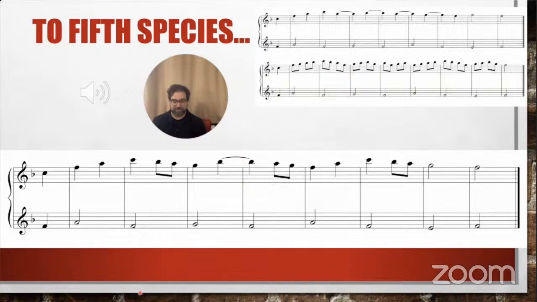So we're going to go ahead and listen to what this sounds like, so you can hear how Haydn's piece is starting to come through now.